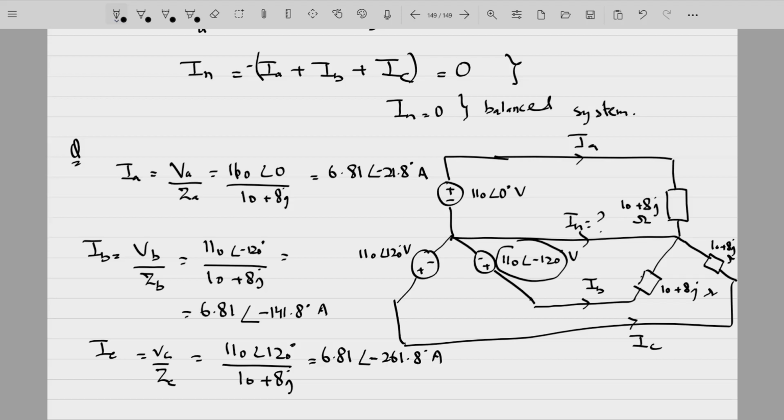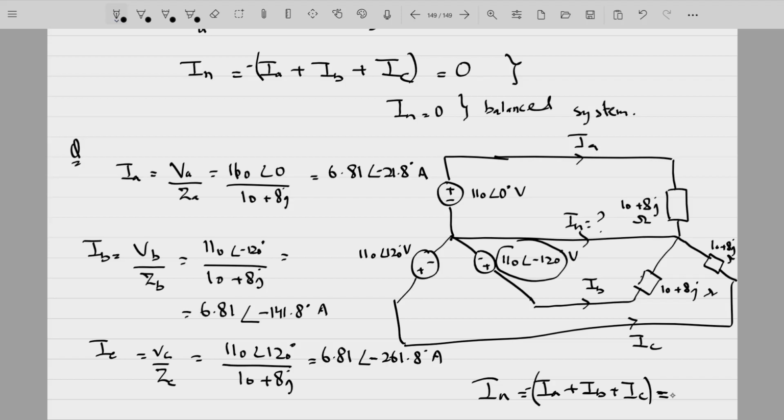So simply, for the three impedances, the voltage across each divided by that impedance, you will find out the three line currents IA, IB and IC. So these are your three line currents. Now you can also verify whether IN, that is IA plus IB plus IC, is equal to 0 or not. You can actually find this out.